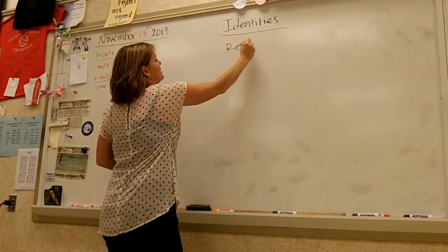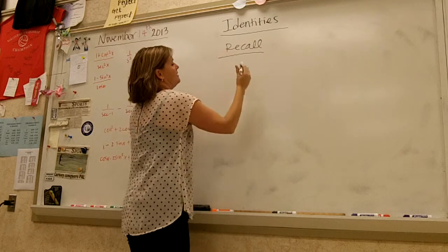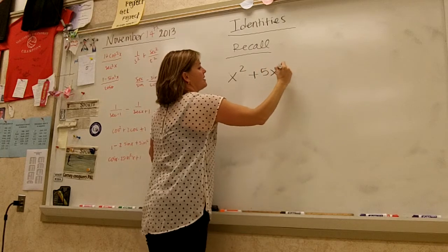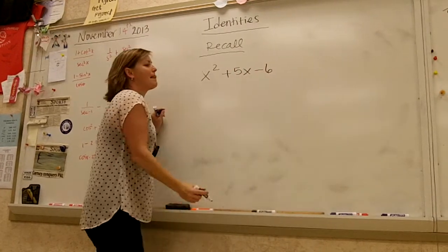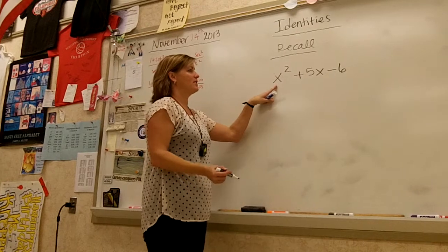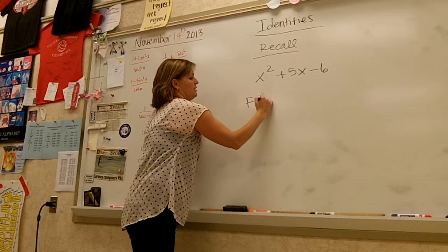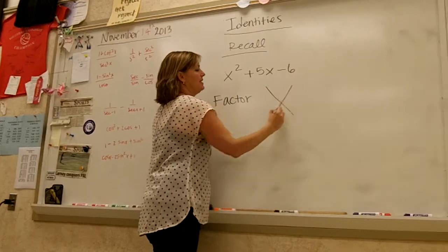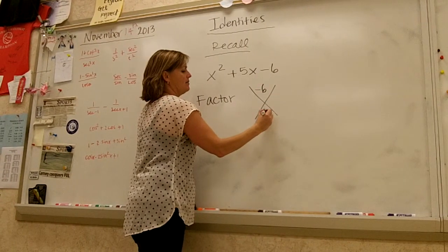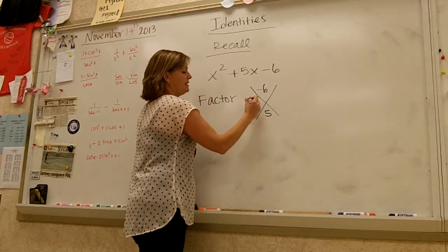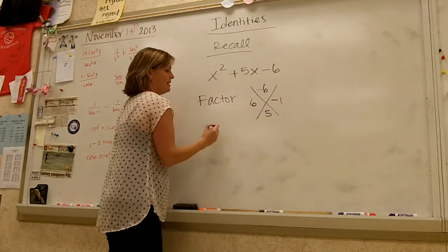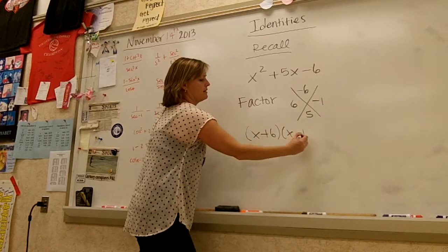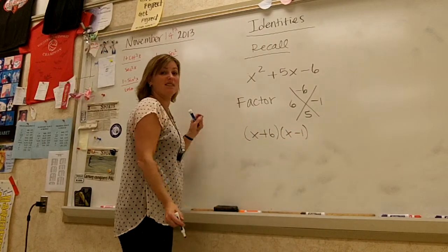Recall, this doesn't really count as an example because I'm just refreshing your memory. If I have something like x squared plus 5x minus 6, what you're going to have to do with this is factor it. So you're looking for 2 numbers that multiply together to be -6 and add together to be 5. And so that's 6 and -1. So you factor it like this. Right? That's not so bad.